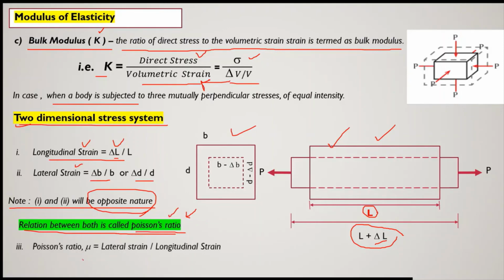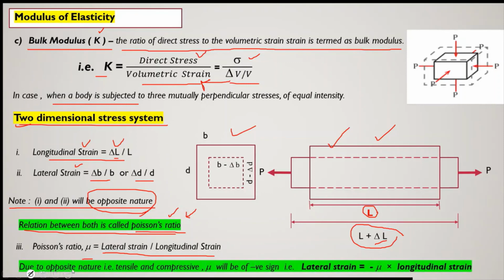So Poisson ratio, the symbol used in general is mu. Poisson ratio is the ratio of lateral strain to longitudinal strain. Due to opposite nature, as we have already discussed, if one is tensile, the other will be compressive. So mu will be negative in sign. That means whatever value of mu you get, it will have a negative sign. So the relation between them is lateral strain equals minus mu into longitudinal strain.